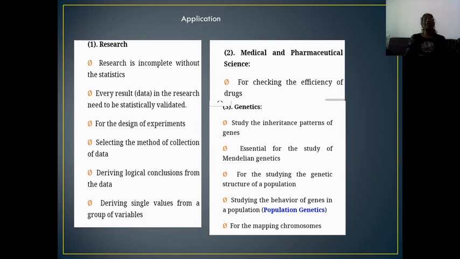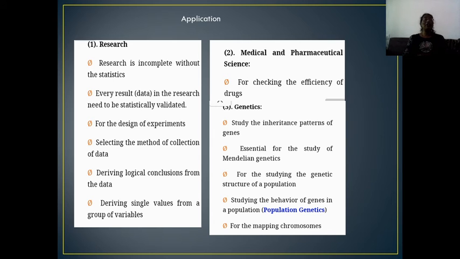Biostatistics is applied in various branches of biological science, but most importantly it is applicable in research. Research is incomplete without statistics. Every result obtained in research needs to be statistically validated. For the design of experiments, the methods of statistics are applied. Selecting the method for the collection of data is also an important thing, and for that purpose statistics is needed.